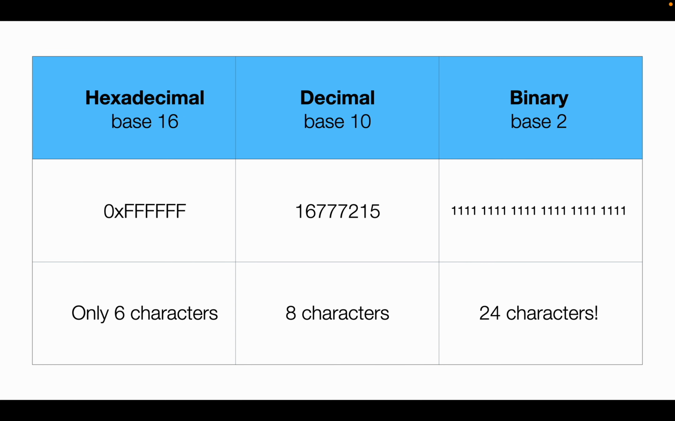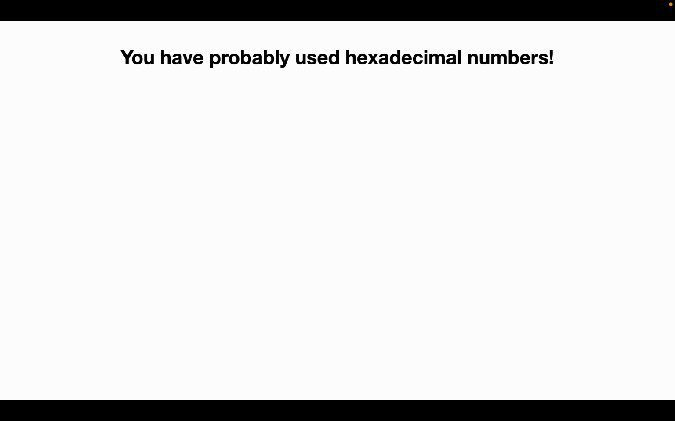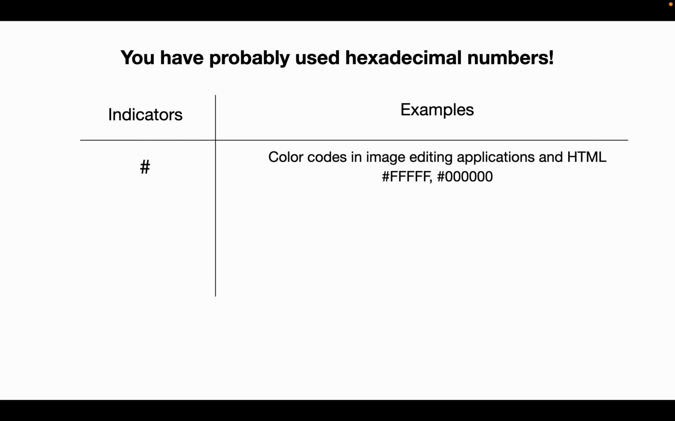And you've probably used hexadecimal numbers. Let's take a look at some examples. For example, in HTML and CSS, you usually tend to express colors in a format of a hexadecimal number, such as FFFFFF or 000000. Those color codes are just hexadecimal numbers. So you could convert them to binary and you could see the binary code of a specific color. And the indicator that we use in that case is a hashtag sign.